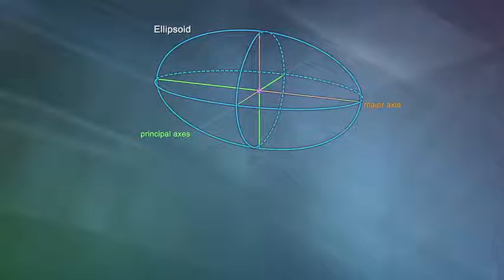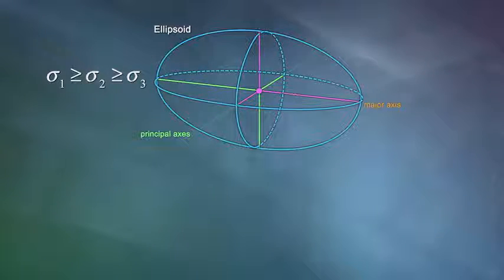The so-called singular values of A are half the lengths of the principal axes. You can also think of them as the lengths of the semi-axes of the ellipsoid. And we usually order them from largest to smallest and label them sigma 1, sigma 2, etc.